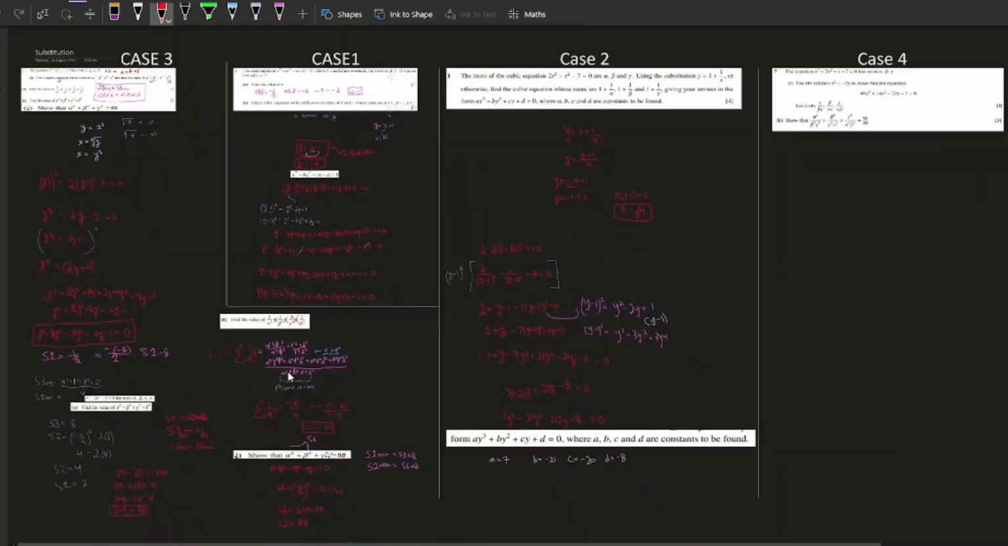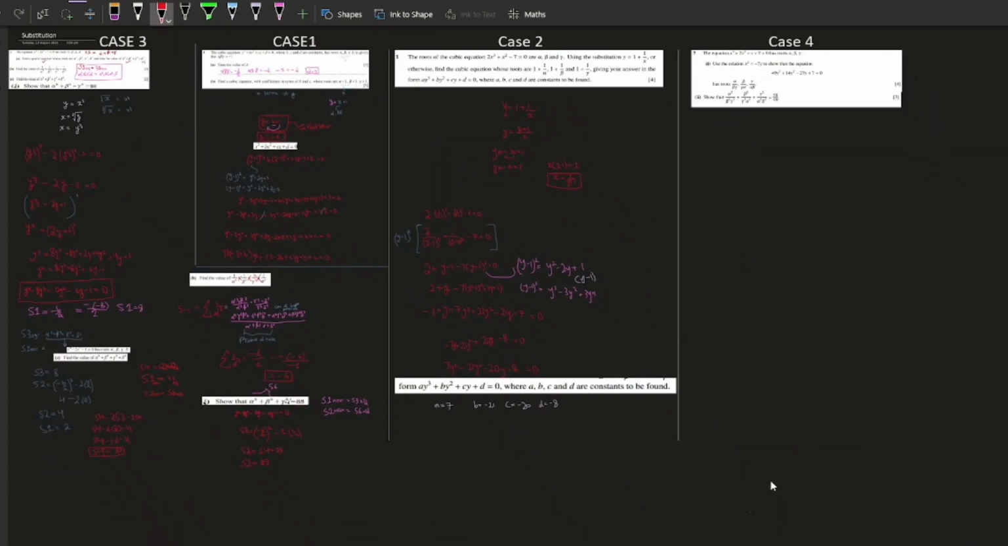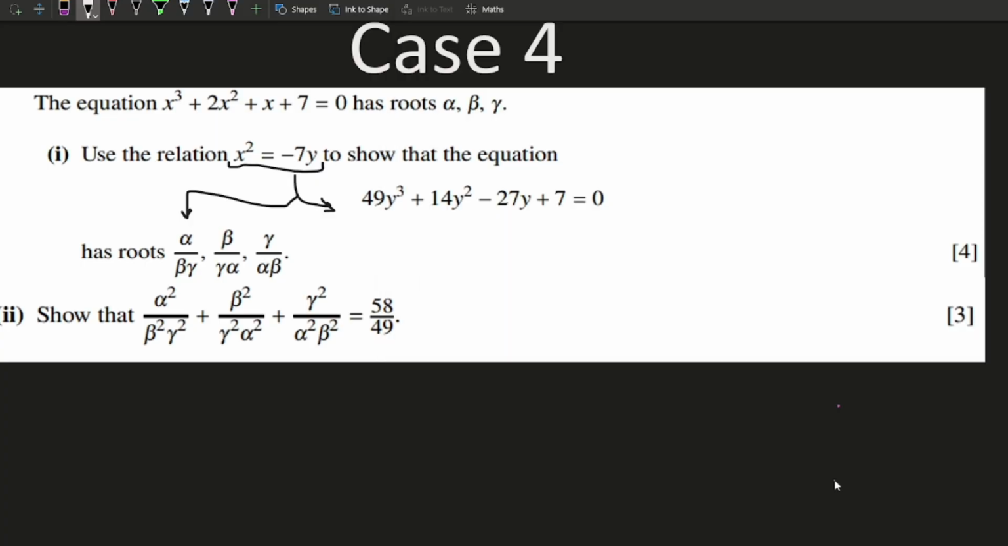And now we are left with our last case, which is case 4. Okay, so let's get started. The equation x cubed plus 2x squared plus x plus 7 equals 0 and has roots alpha, beta, gamma. Let's rewrite the equation. X cubed plus 2x squared plus x plus 7 equals to 0.